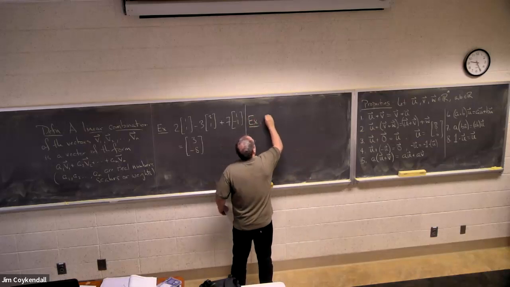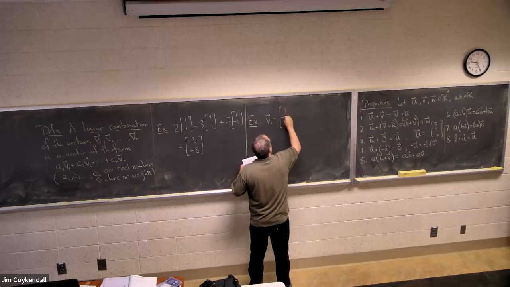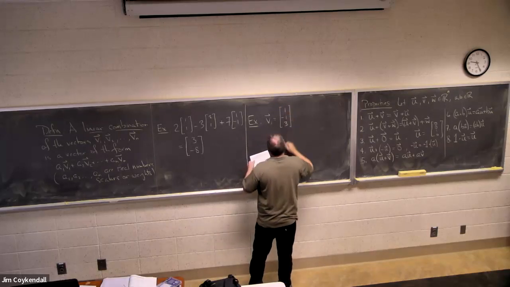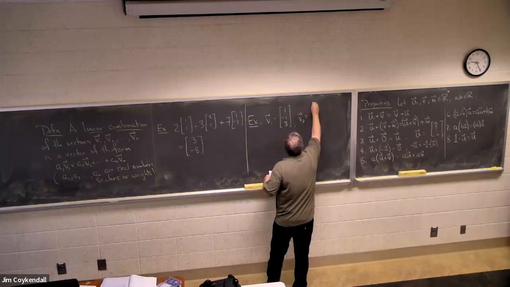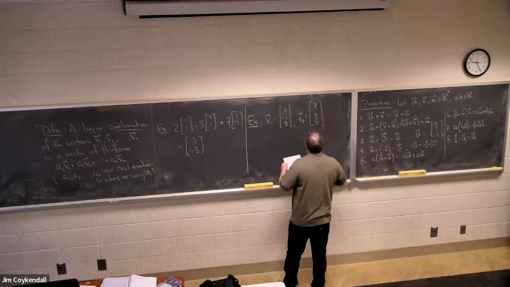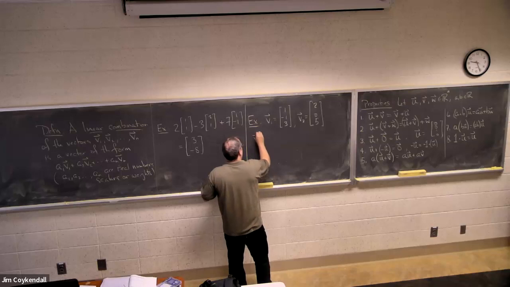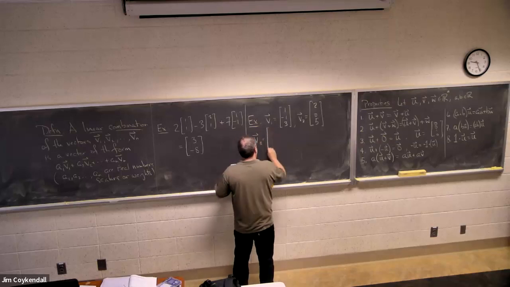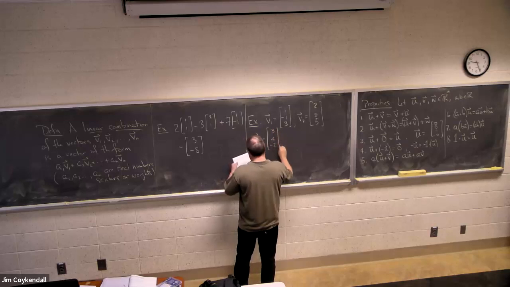Let's let D1 be the vector 1, -1, 3. D2 is the vector 2, 0, 5. And D3 is the vector 3, 4, -2.